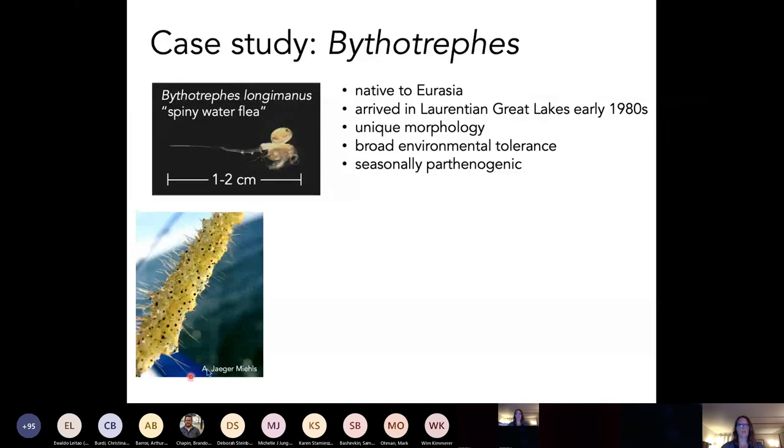Here's a good example. This is a fish line, and you see literally hundreds of Bythotrephes on that line.